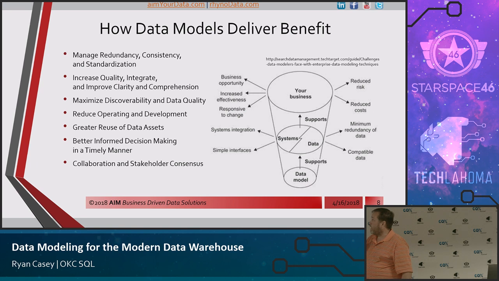So how do data models deliver benefit? Essentially we have this cylinder here where data models at the bottom can support your data and your organizational systems. In terms of data, they can minimize redundancy and also help to make sure your data is shared in compatible ways. And that in turn actually supports your business, where we can reduce costs, we can improve efficiencies, reduce risk.